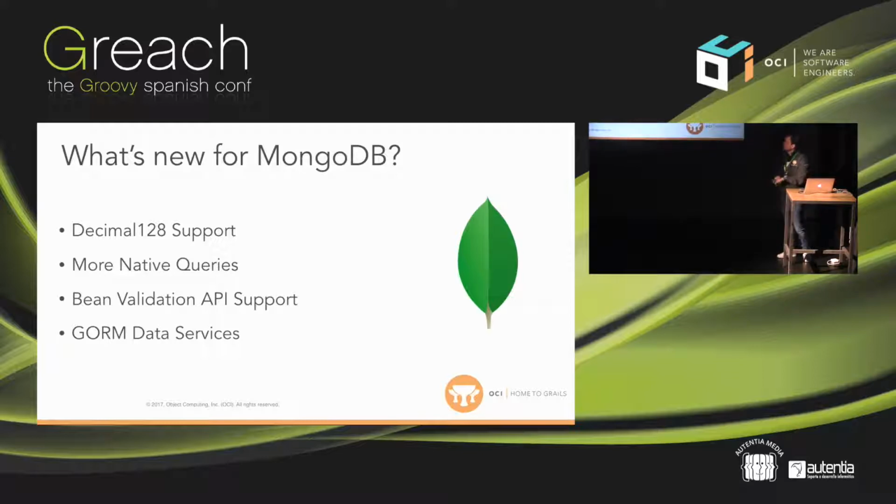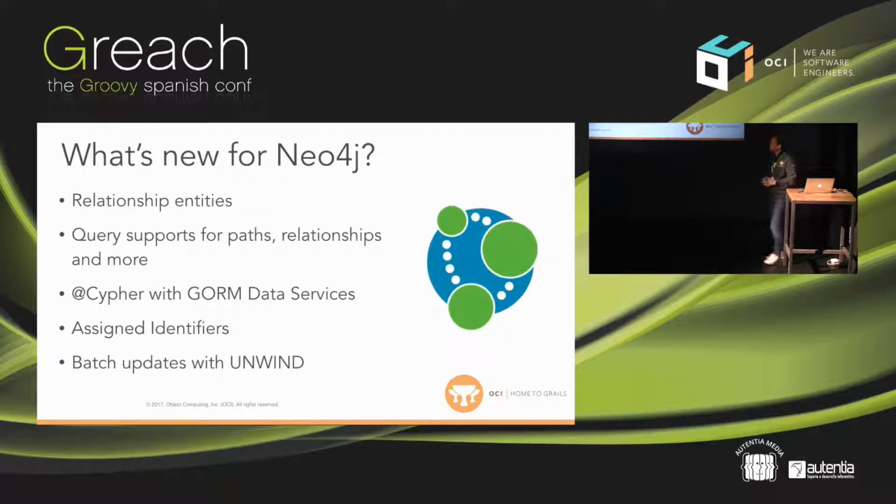With MongoDB, we have Decimal128 support and the GORM data sources stuff, and for Neo4j, we have new support for relationship entities. I'm not going to go into a huge amount of detail. Those who did come to my talk on GORM yesterday, I talked a lot more about Neo4j. We're super excited about the Neo4j support, support for querying paths, relationships, and more. Support for Cypher queries using @Cypher, GORM data services, assigned identifiers, batch updates. There are really some big changes and important improvements for Neo4j.